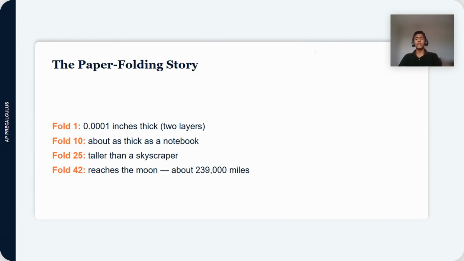Here's why. With the paper, fold it once. It's 2 layers. Fold it again, 4 layers. Again, 8. It's not adding 1 layer each time, it's doubling. By fold 25, you're taller than a skyscraper. By fold 42, you're at the moon. That jump from skyscraper to moon in just 17 more folds, that's the entire idea of exponential growth. It doesn't creep, it explodes.